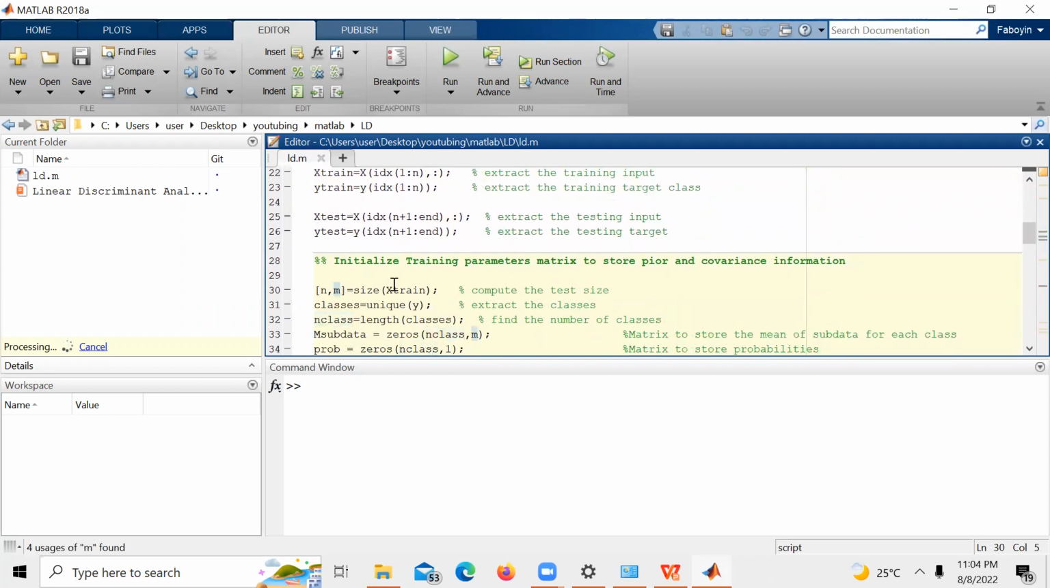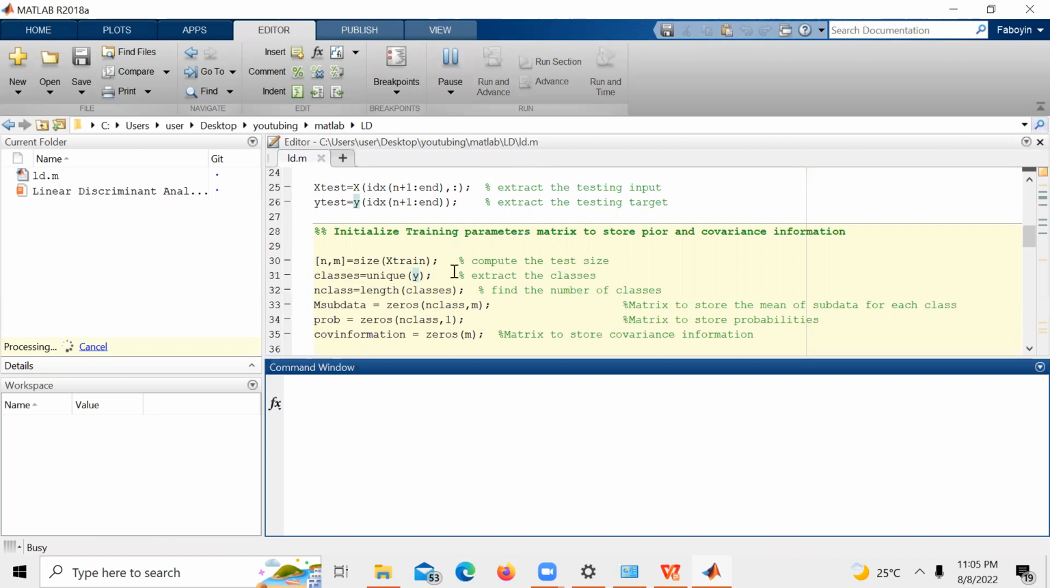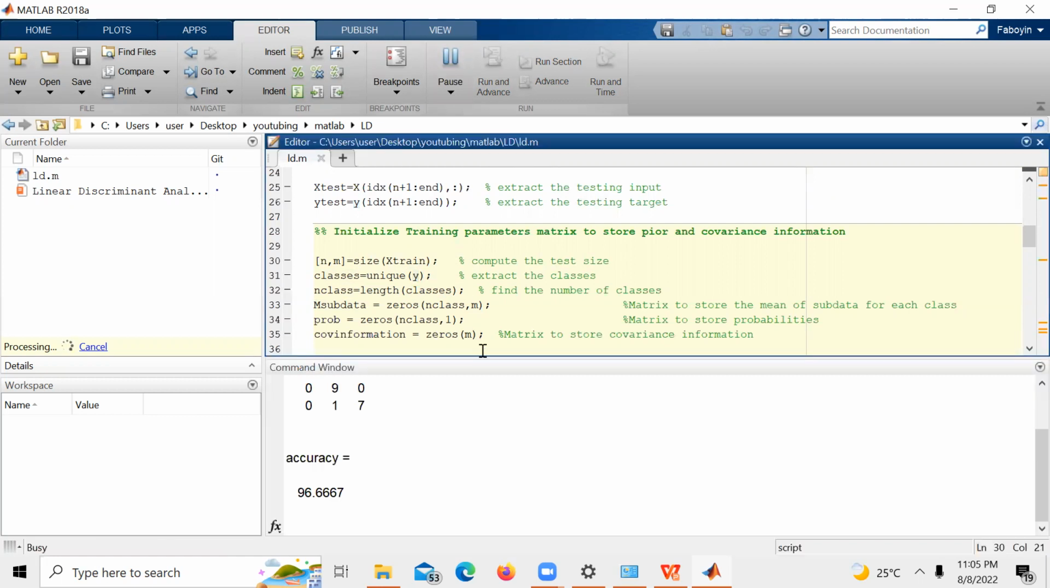So this is where the process should start from, which is the process of estimating everything. Here I computed the size of the training record. Then I also find the number of classes. Definitely there are 3 classes, but it's still good to find the number of classes. So I must get the unique values of y. Let me try to run this code so you can see everything in my workspace.